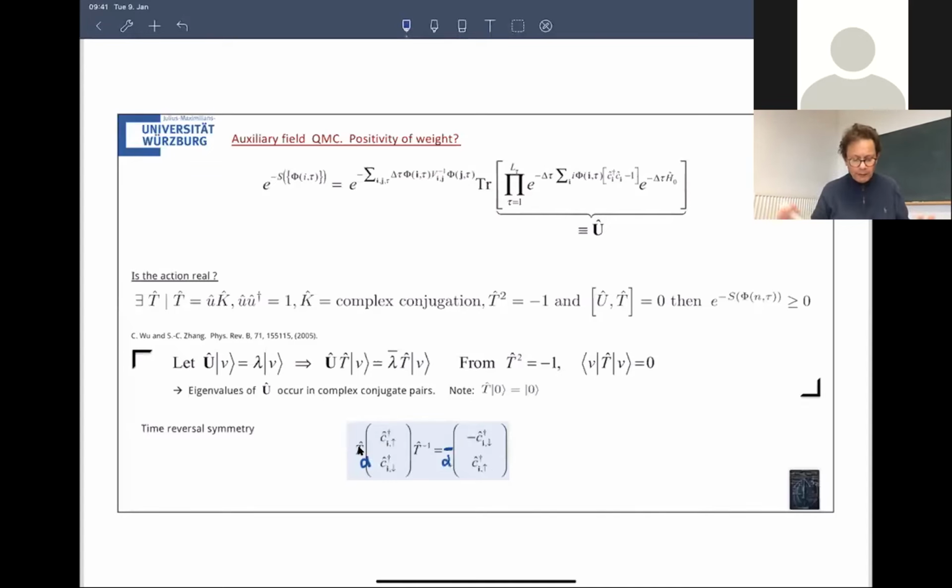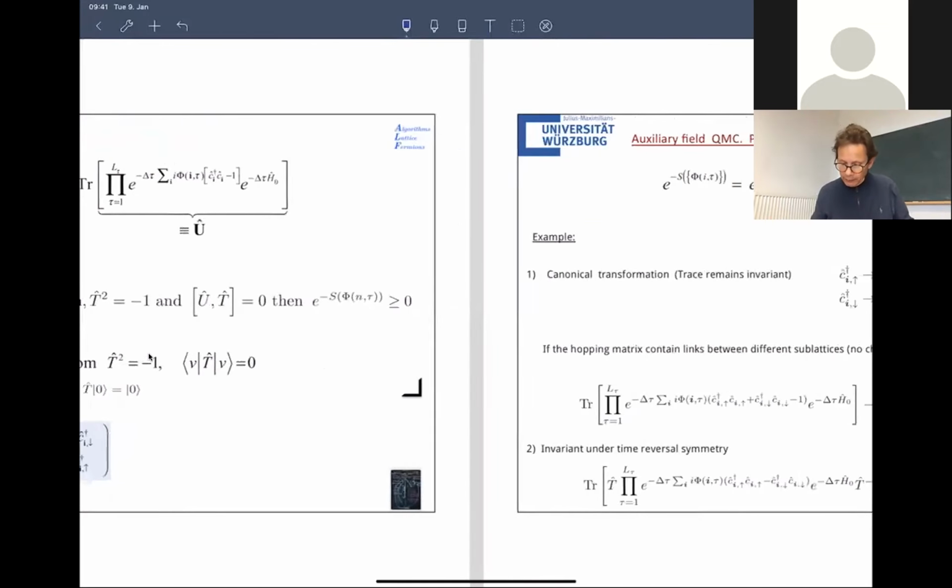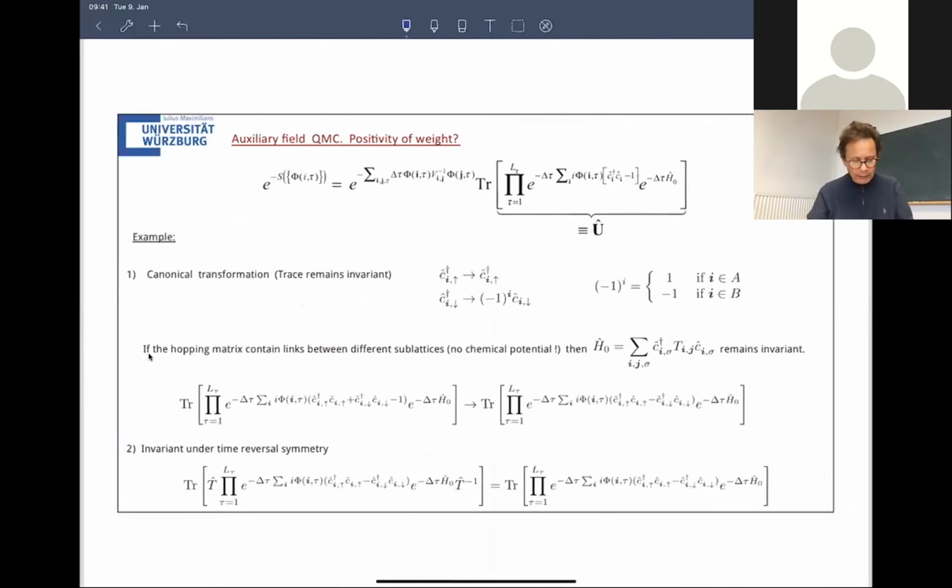That would be nice. Good, so I will give you this. This is Kramers' theorem, essentially, and it was pointed out by Shiwei Zhang and Congjun Wu some time ago that we can use this theorem to show the absence of sign problem. Before I continue, let me show how to use this for our case. That's maybe more interesting. So how do I use this theorem to show that this action is always positive?